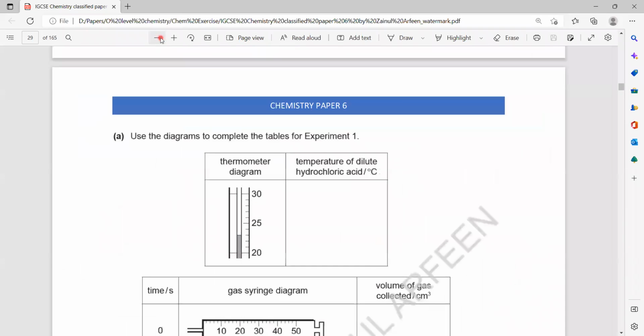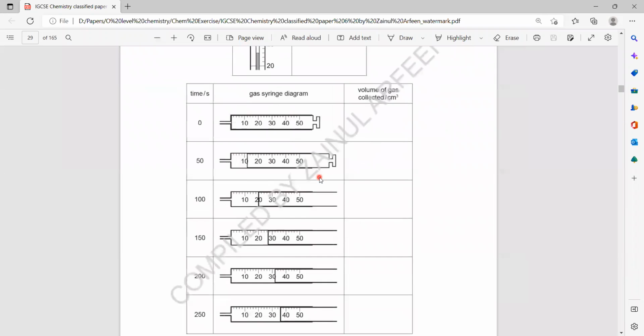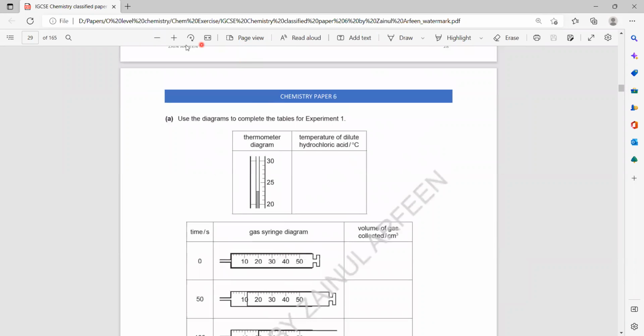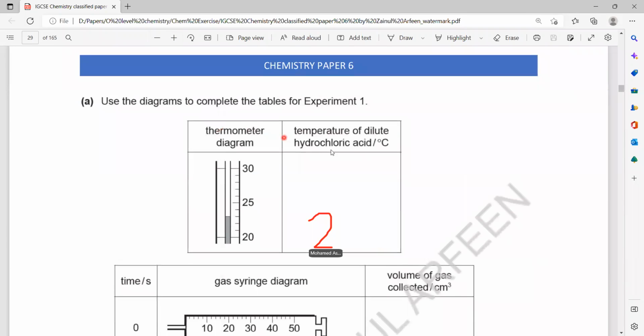In the question, you have to use the diagram to state the temperature. First, use the diagram to complete the temperature. What is the temperature here? So it's 23. We don't have to write the unit. Why don't we have to write the unit? The unit is already written there.